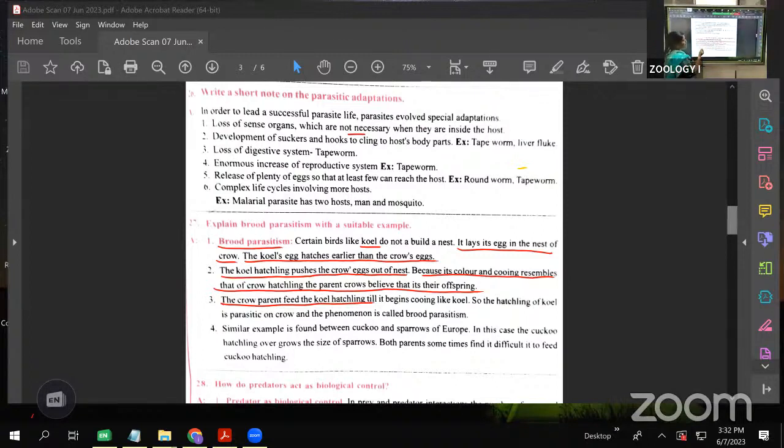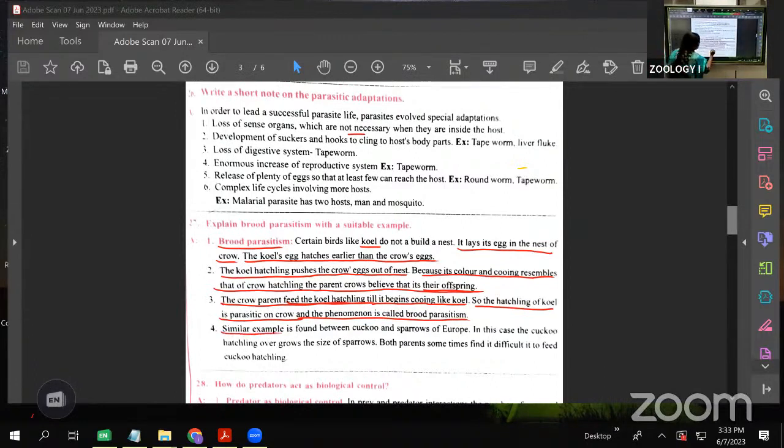The parent crow believes it is their offspring. They believe that they are their offspring. That's why they feed the koel hatchlings from the beginning. Next, the hatchlings are the parasites of the crow. This phenomenon is called brood parasitism. It means the brood is inside the parasite. It's called brood parasitism.